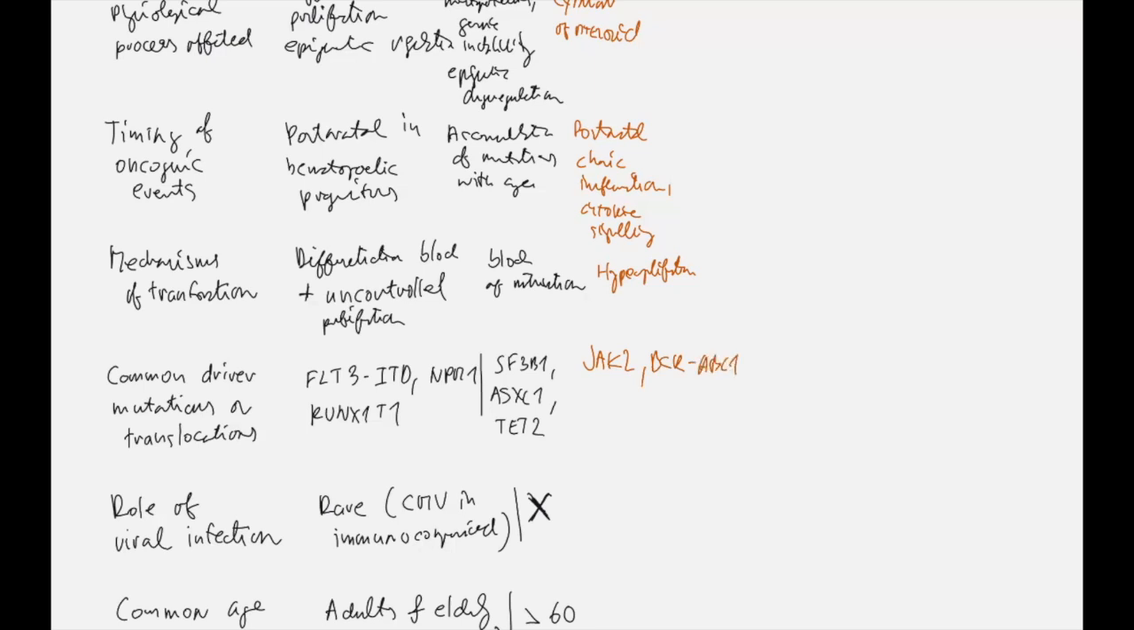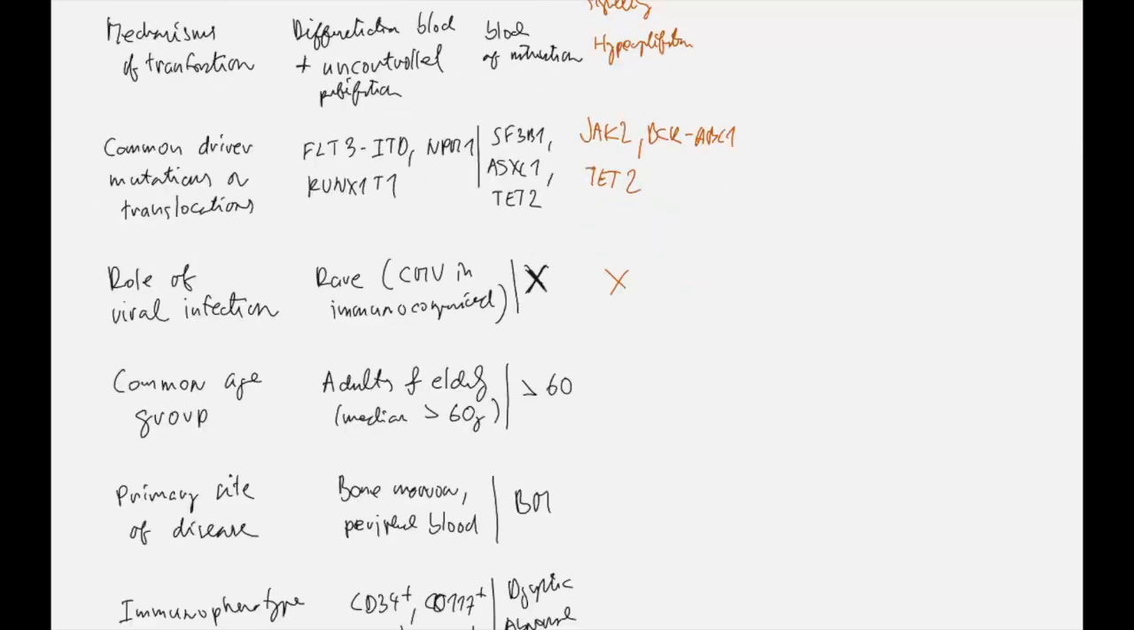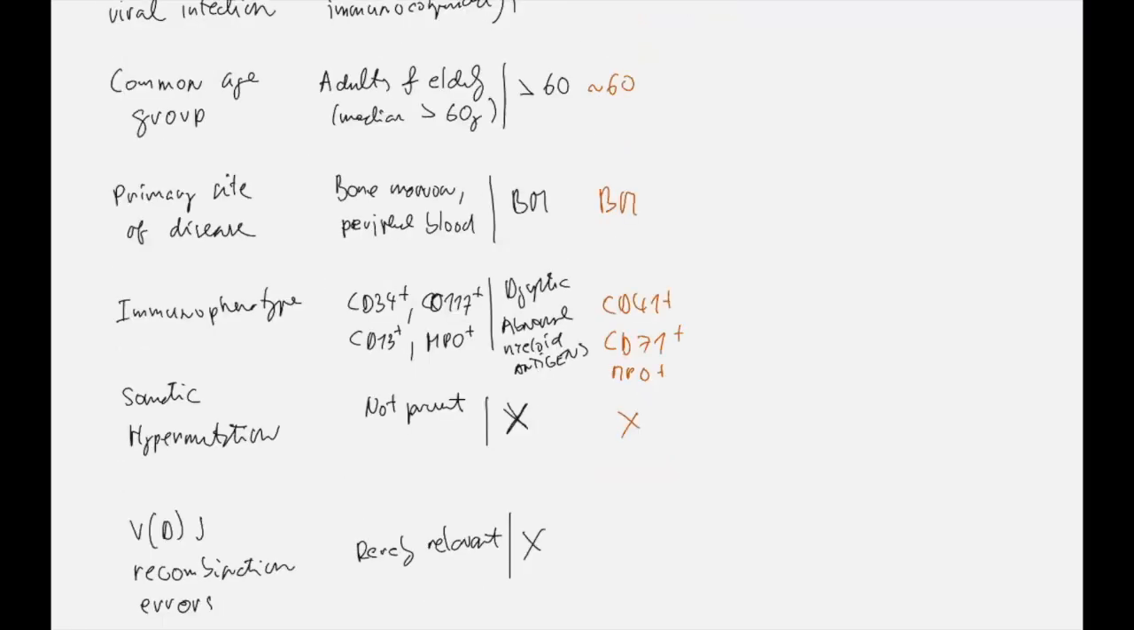Is there a role of viral infection? Rather not. And common age group, again, it's adults and elderly. Typical mean is about 60 years. And primary site of disease, that's bone marrow with peripheral cytosis. Okay, so bone marrow again, of course. And immunophenotype, there are lineage-specific markers like CD41 positive and CD71 positive. There are, of course, many more, but you don't have to know this. And it's MPO positive. Is there somatic hypermutation? Nope, it's not involved. VDJ is not relevant as well.